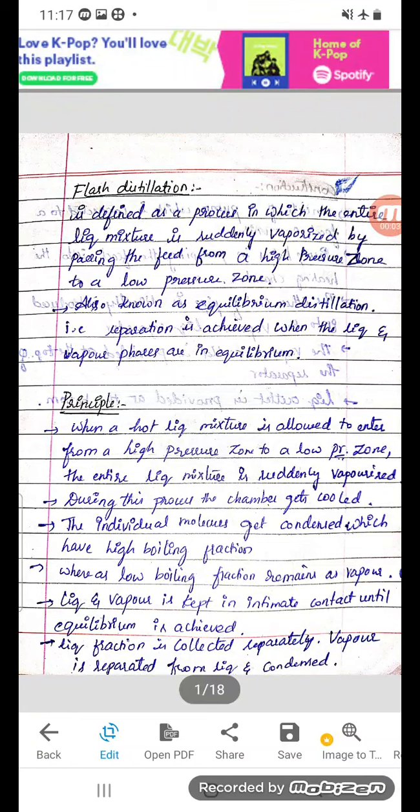Good afternoon, dear students. Today we are going to study the continuation of distillation. That is the next distillation apparatus, flash distillation. It is defined as a process in which the entire liquid mixture is suddenly vaporized.